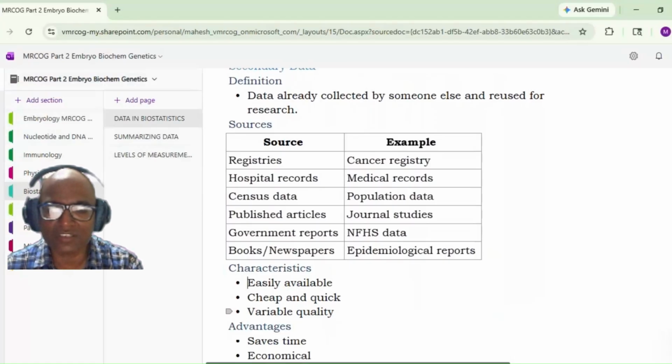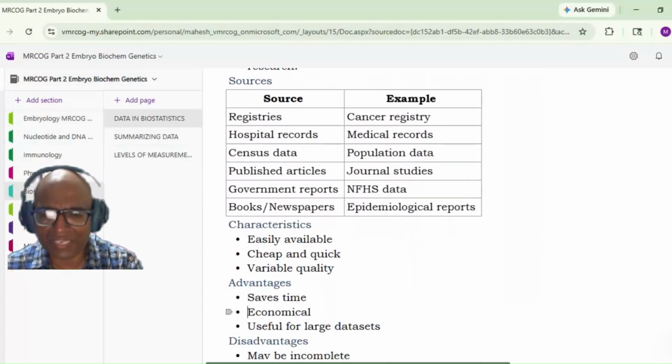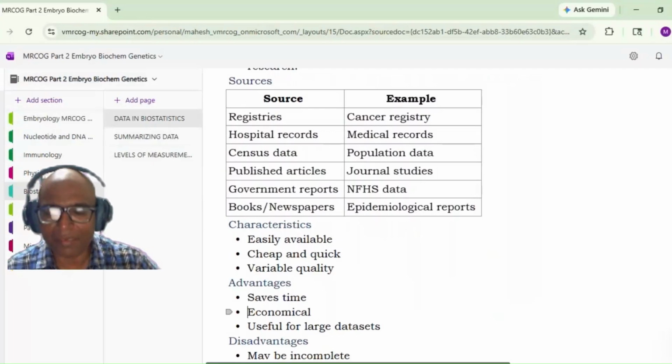Then what are the characteristics of secondary data? It is very easily available. It is cheap and quick; however, the quality of the data will be variable, and there may be variation in the collection. For example, if you are going through the records, fundal height or abdominal circumference may have been measured in centimeters by somebody and in inches by somebody else.